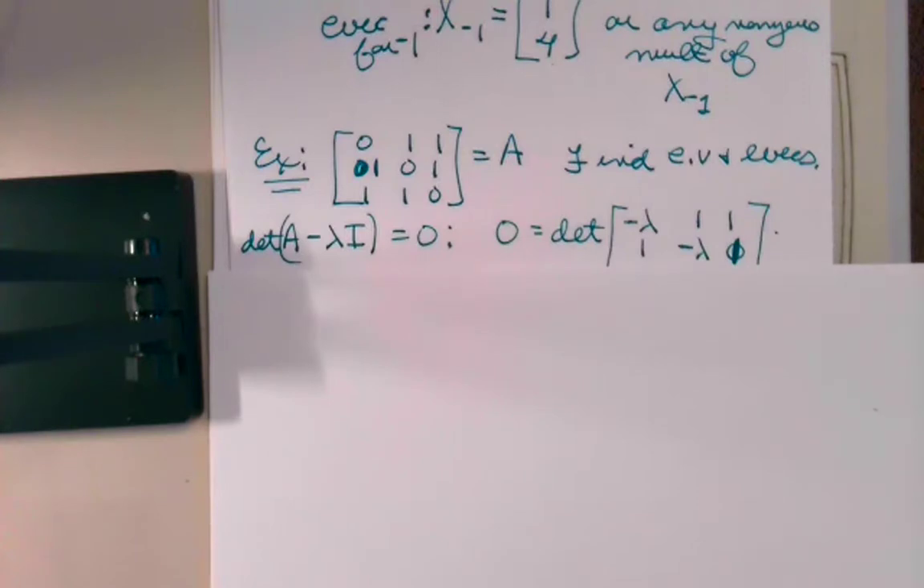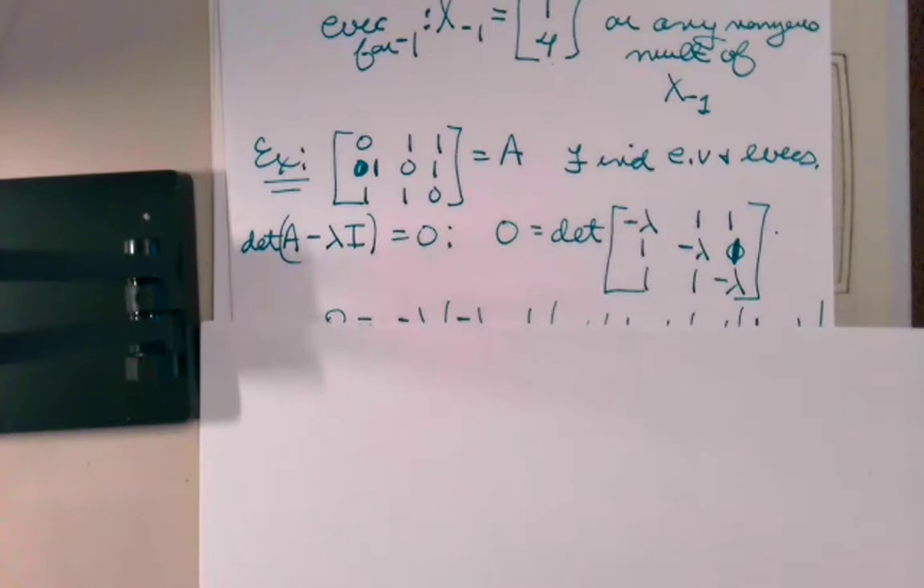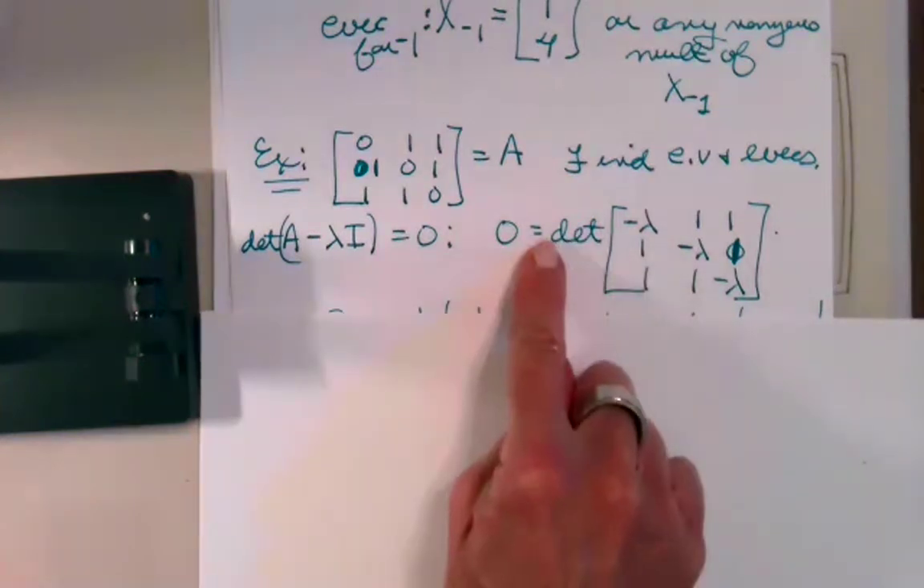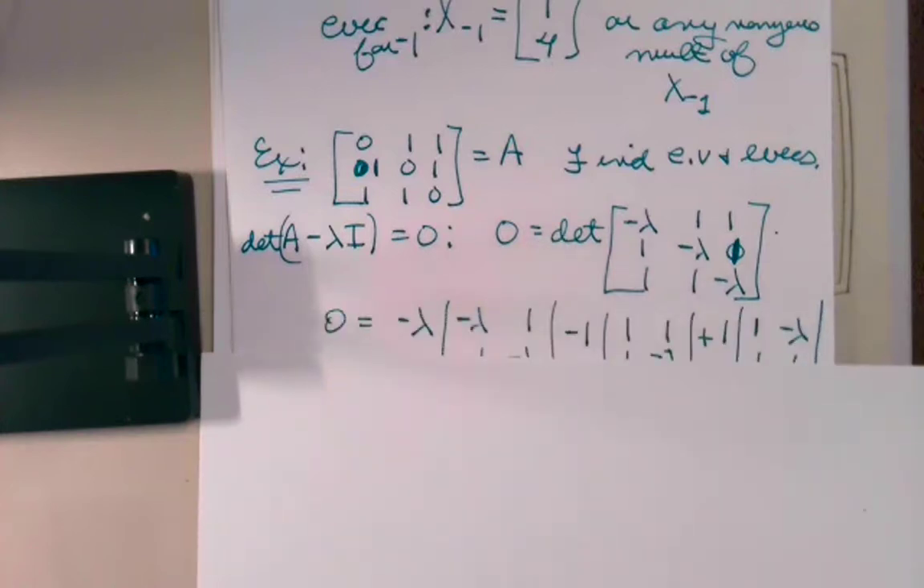Okay, so we first start looking at where the determinant of A minus lambda I equals 0. So here's A minus lambda I. Now I have to take the determinant of that. Determinants of 3 by 3s are no picnic, but we'll write it out.